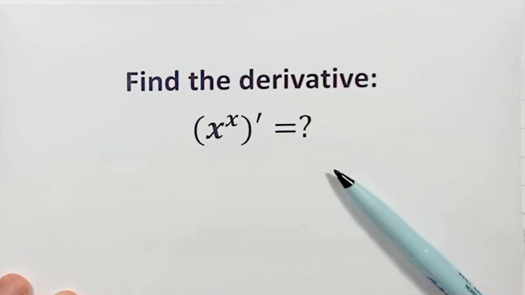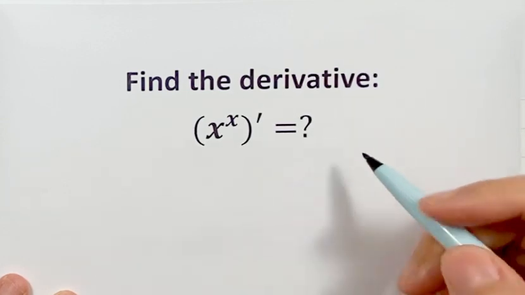Find the derivative of x to the x. How to solve this question? The common mistake people make about this type of question is to try to use this formula.